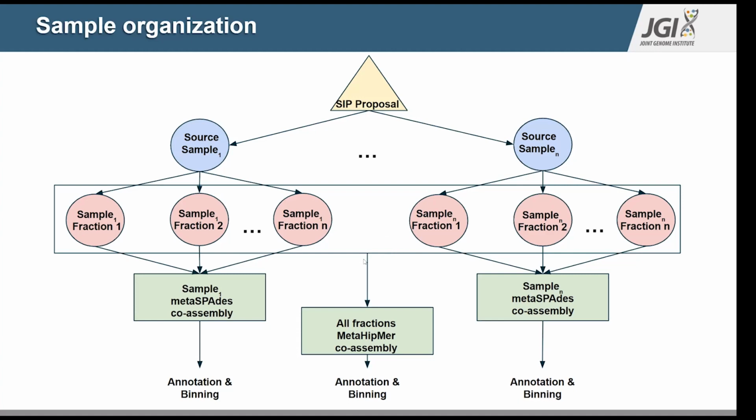And we don't do assembly of individual fractions because we found that any potential MAG or bin data that comes out of individual fractions is largely redundant of what is found in these co-assemblies. And so the payoff of potentially finding useful information in individual fractions doesn't really equate to the cost of going through assembly and storing this data. So we only do these co-assemblies of samples and all fractions.